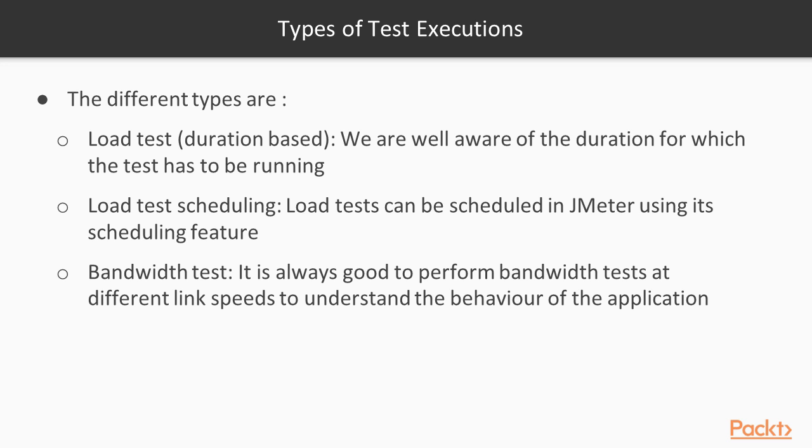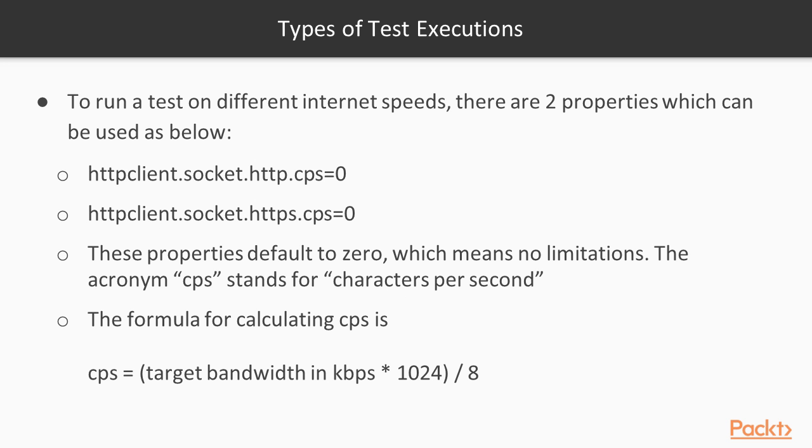The next test is called bandwidth test. After all planned load tests have been completed and the results are looking good, it is always good to perform bandwidth tests at different links. This way we can understand the behavior of the application at various speeds. This can be done by making some changes in the properties file of JMeter. JMeter sends requests defined by its samplers as fast as it can by default. To run a test on different internet speeds, the 2 properties which can be used are as below.